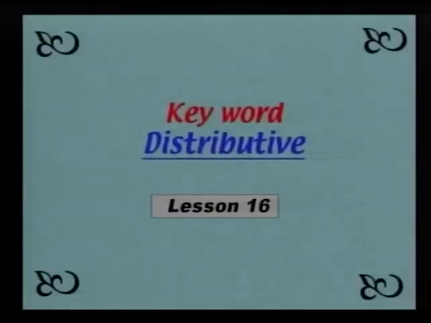All right, the keyword to the pilot teacher is distributive. Good afternoon, class.